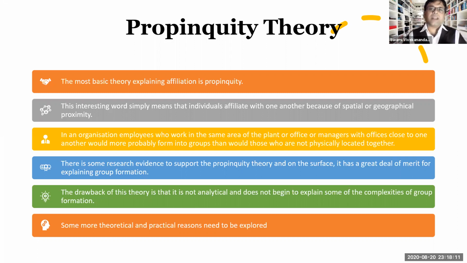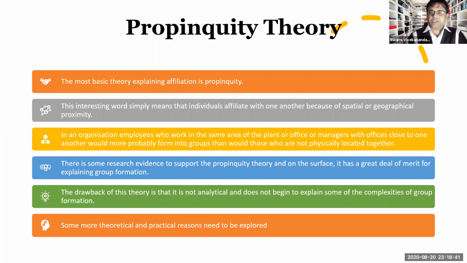That means we have more chances of forming a group than if I have an office at pin code 700153 and somebody is working at 700045. That means there is a long distance, differences within the city, so there are lesser chances of forming a group as per this theory. Let us check what they are trying to say.